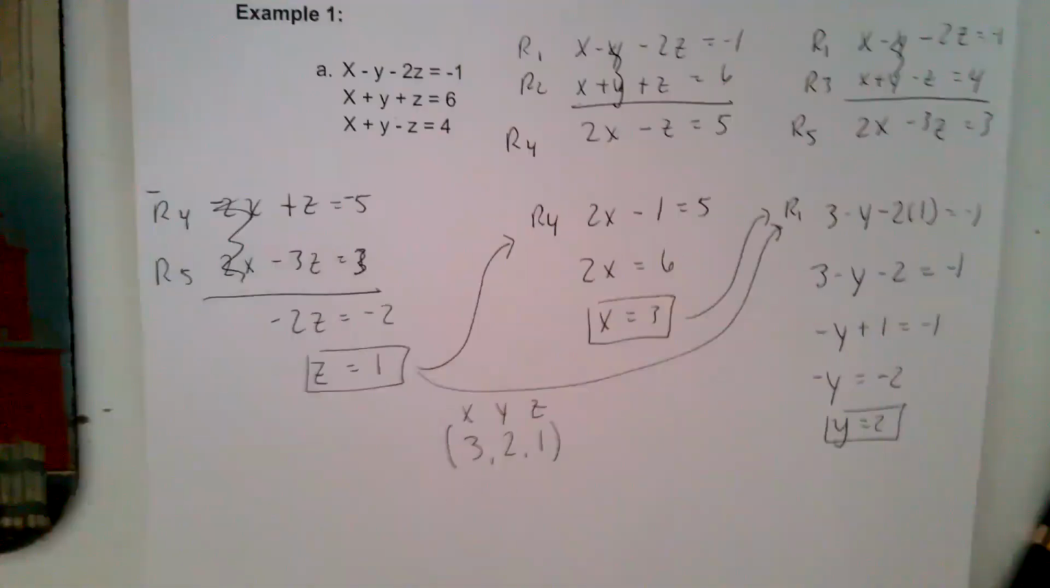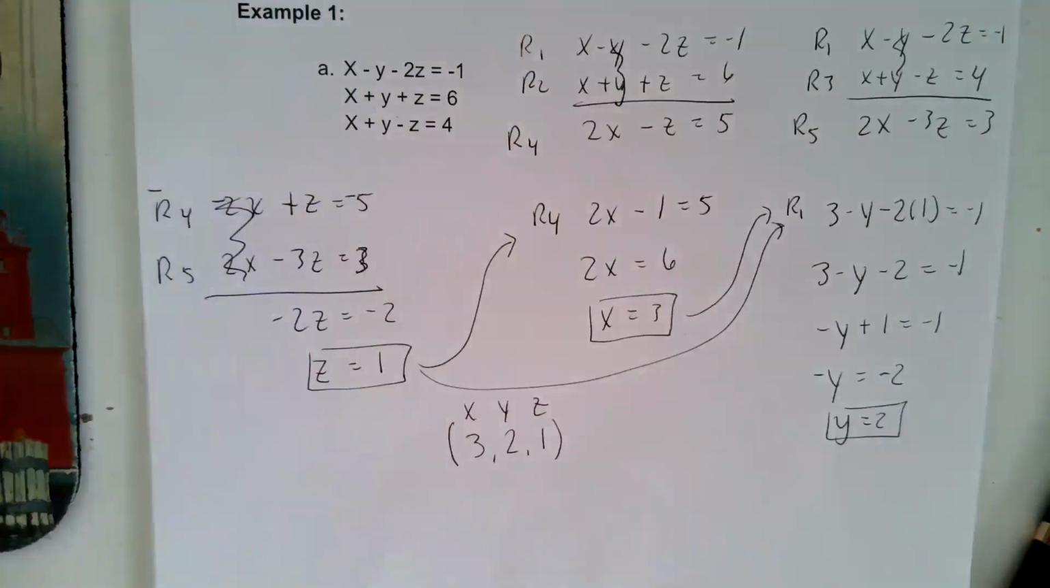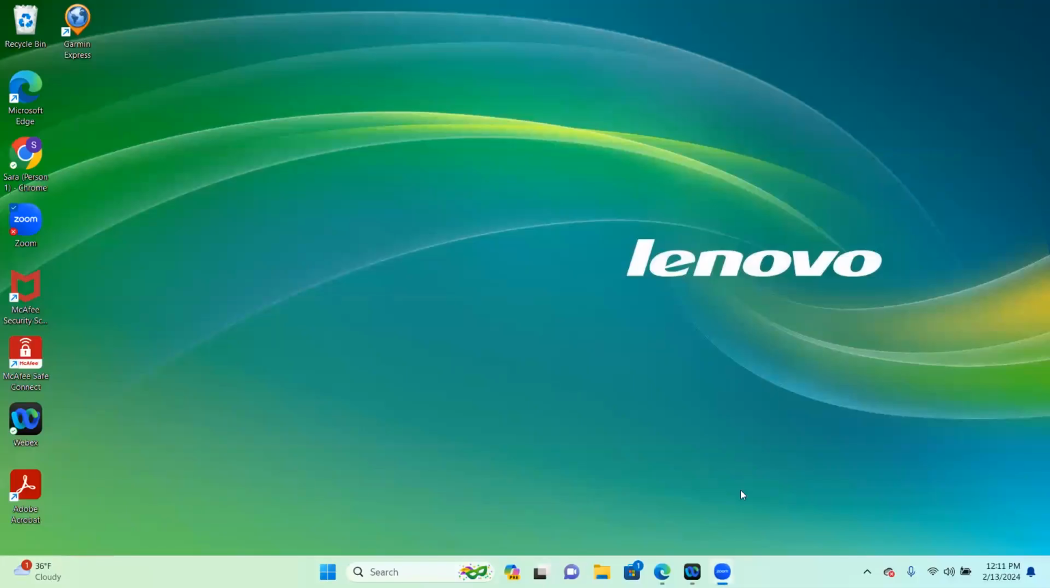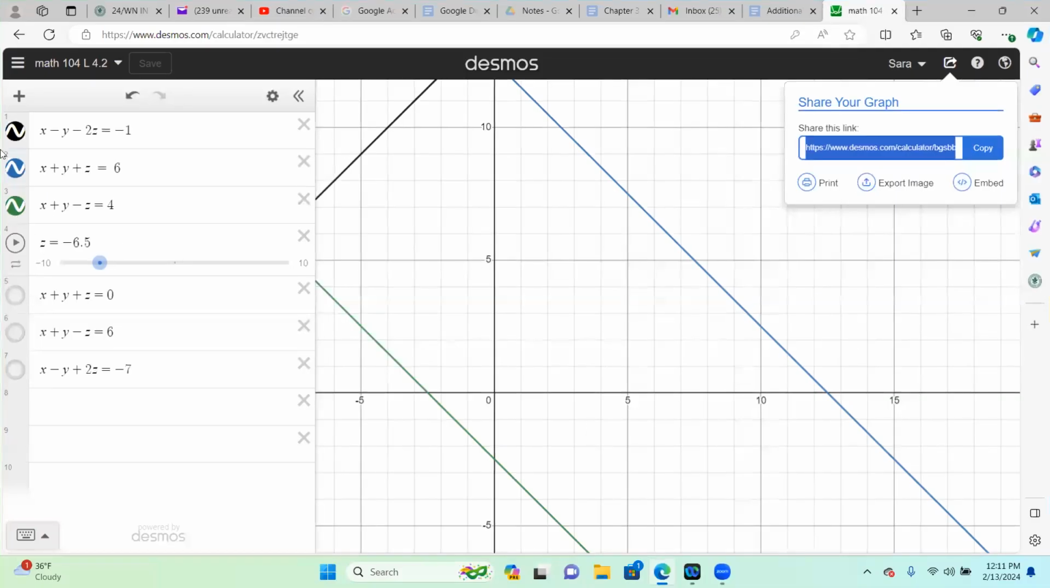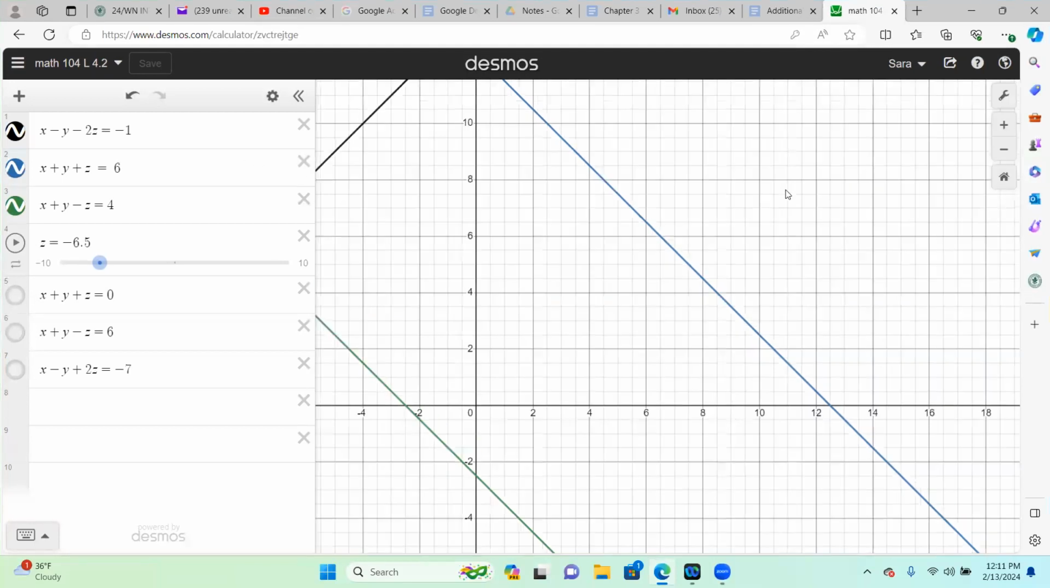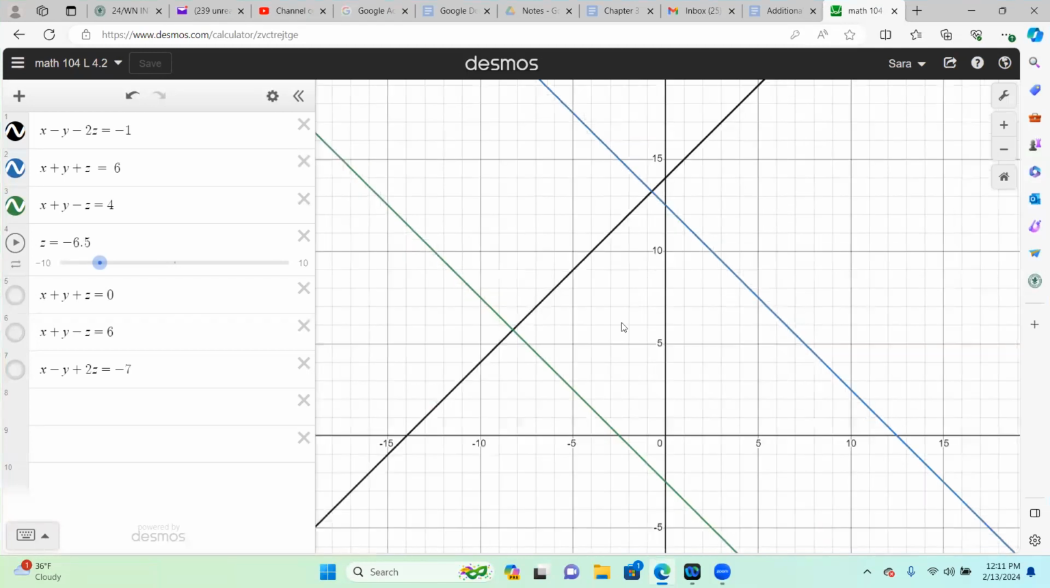Now, if you click on my Desmos link, I'm going to show you how this works. It's a little bit quirkier here. You can see I've got the 3 equations in, and I'm going to show them. So here are my three equations. The black one is my first equation, the blue is my second equation, and the third is my third equation. And right now it doesn't look like they intersect at all.